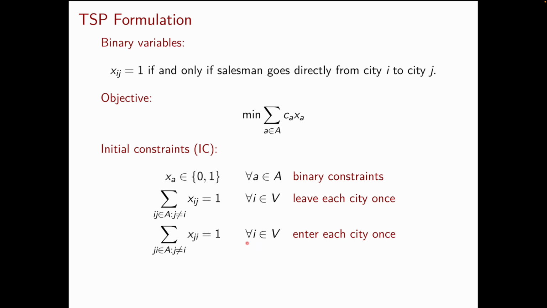In this case, we again look at every city i, and we write that the sum of the x_ji is equal to 1, where j ranges over all the cities such that ji is an arc. Now, these constraints are fairly obvious, and at this point we might wonder if this formulation is valid. In other words, we're asking if the optimal cost of this integer program matches the optimal cost of the TSP problem that was defined in the previous slide.